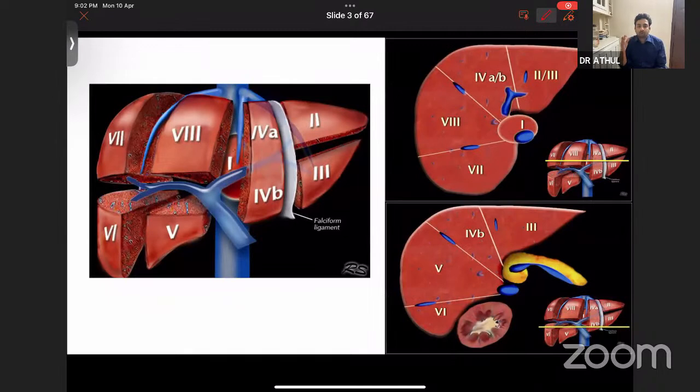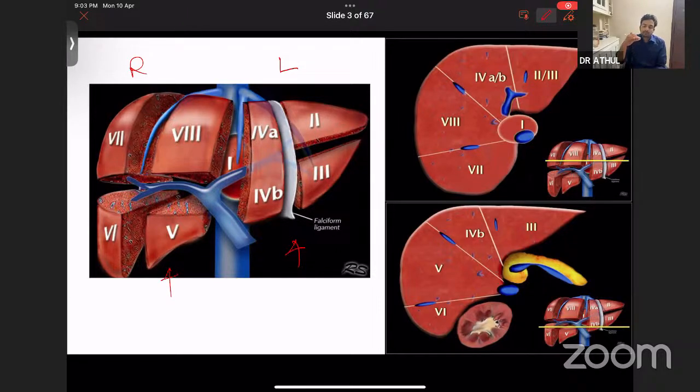First of all, we should know the anatomy. The liver has been divided into 8 segments and 2 lobes: a right lobe and a left lobe. This part is the right lobe of the liver, and this part is the left lobe. The caudate lobe is a separate lobe, which is comprised of neither the right lobe nor the left lobe. In the left lobe there are segments 2, 3, 4A, 4B. There are 4 segments in the left lobe and 4 segments in the right lobe. This is how it is divided.